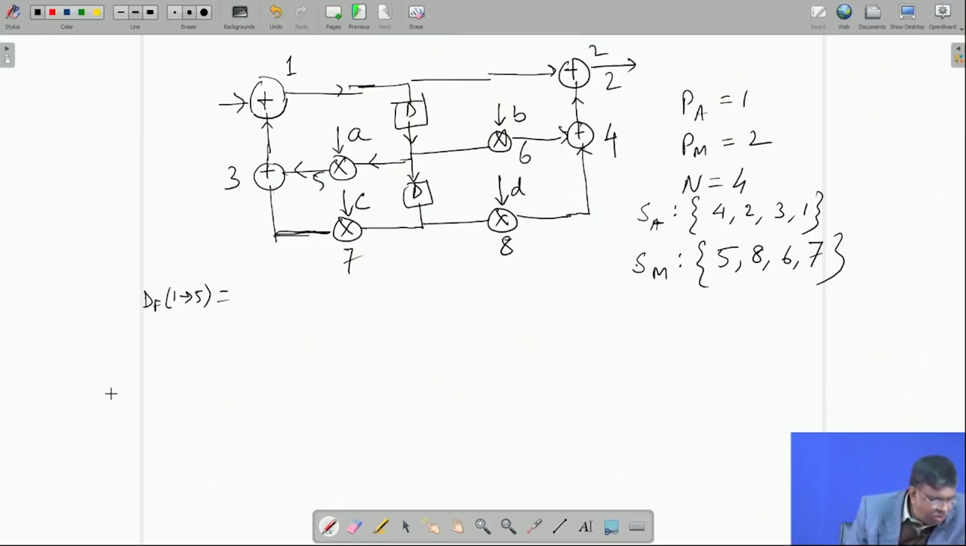DF 1 to 5 will be 1 delay between 1 to 5. So, 4 into 1 plus V, the destination, is node 5. Or maybe I start with 1 to 2, that is better. Let us start with 1 to 2, adder to adder, then we will consider adder to multiplier. 1 to 2, no delay in this edge, so 4 into 0.